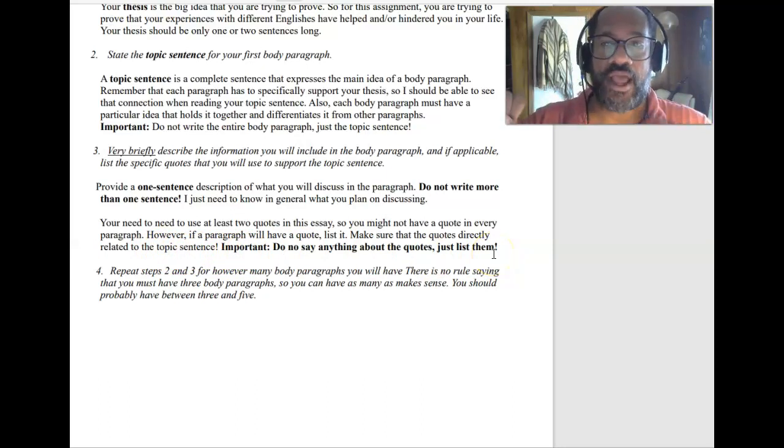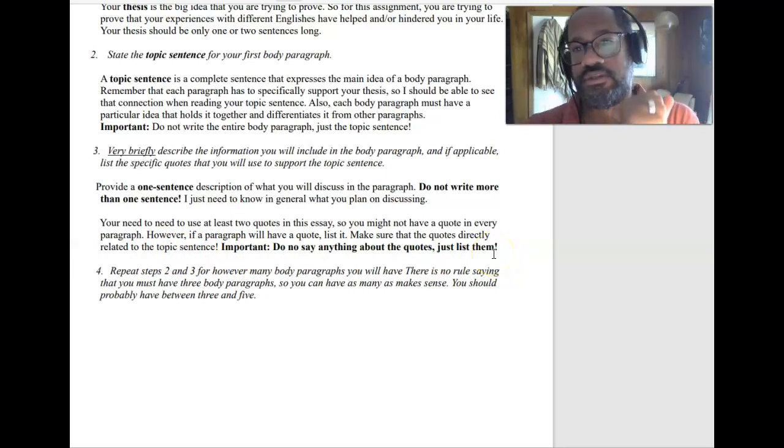So for that paragraph, you're just going to have your topic sentence, which is 1 sentence, a 1-sentence description, and maybe copy a quote. That's it. So for each paragraph, you're not going to be writing any more than 2 sentences. If you're writing more than 2 sentences, you're doing it incorrectly, right? So this should not be a lot of work.